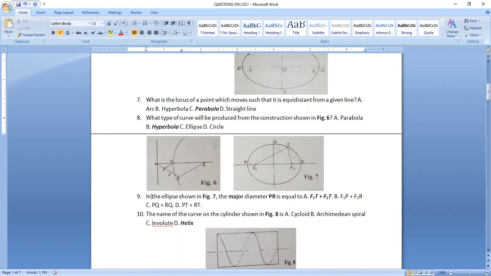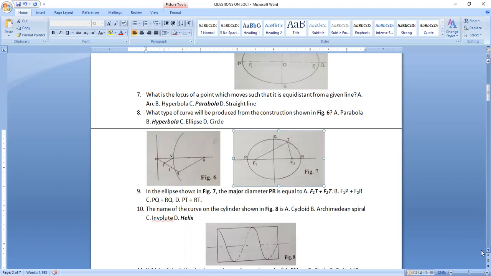Now let's come to question 9. In the ellipse shown in figure 7, the major diameter PR is equal to, just like the questions that we have answered above, the sum of F1T and F2T. As we have here, option A is the answer to the question. So when we sum F1T and F2T together, it will give us distance PR, which is the major axis or major diameter as said in the question.